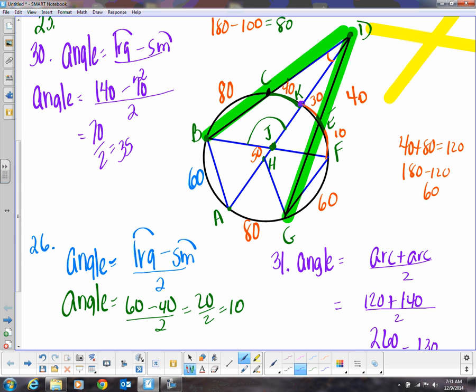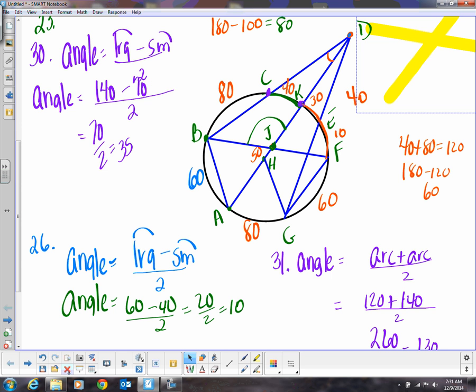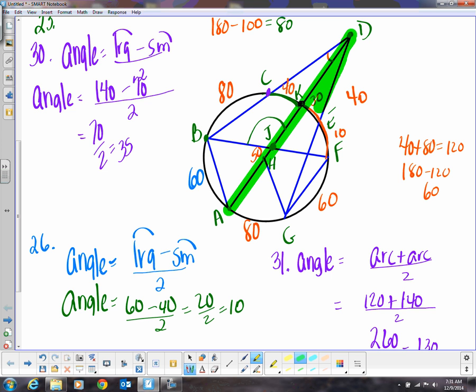Any others on these, on 23 through 33 before I move on? 28. 28, okay, let me get rid of this highlighting. All right, so 28 now wants angle ADG. A to D to G. So what's the rule, Bree? Angle equals large arc minus small arc divided by 2. What's your large arc?